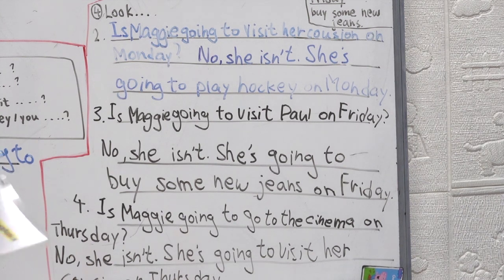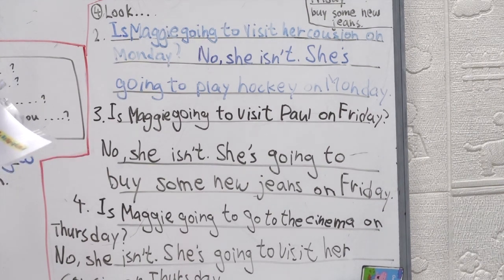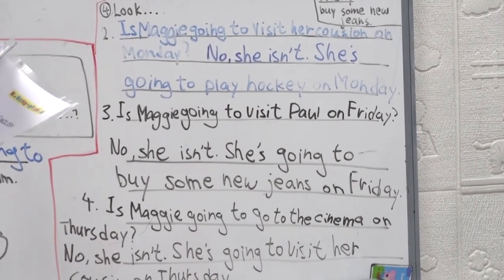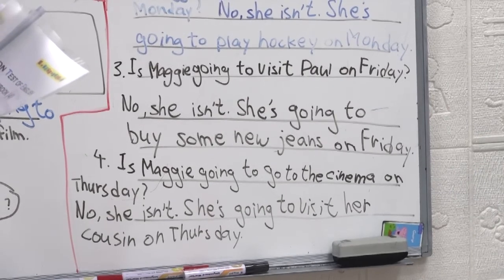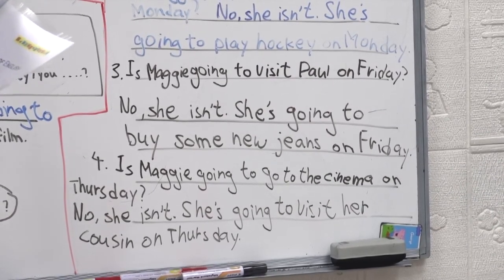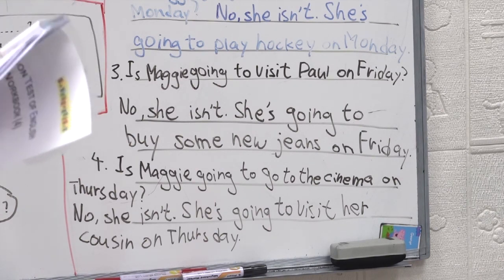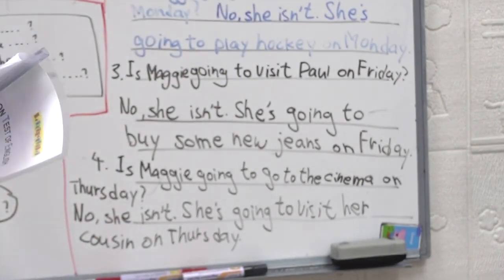And the last one, number 5. Alright, number 5 I'm not going to write. You listen to me, okay? Number 5, the words that are given are buy some sunglasses Wednesday. So how do we make a question using these words? Is Maggie going to buy some sunglasses on Wednesday? No, she isn't. She is going to go to the cinema on Wednesday.